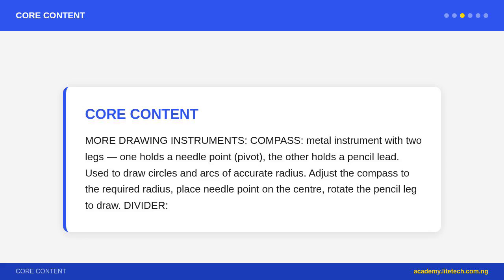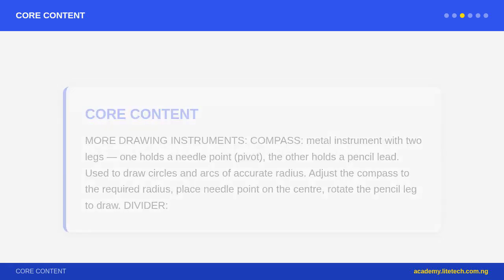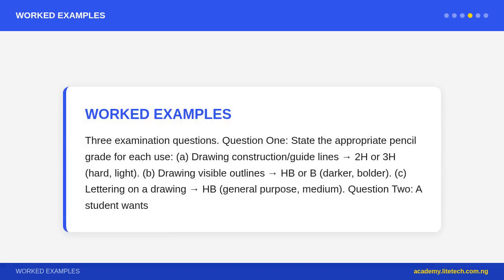Drawing paper and sizes. International paper sizes, ISO series. A0 equals 841 mm times 1189 mm, the largest standard size. A1 equals 594 mm times 841 mm. A2 equals 420 mm times 594 mm.